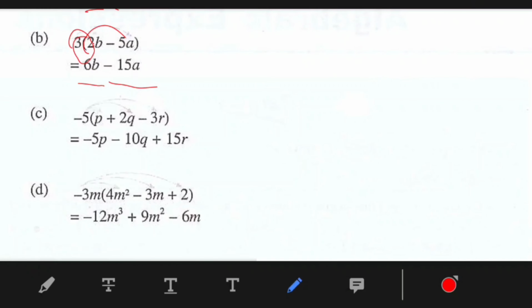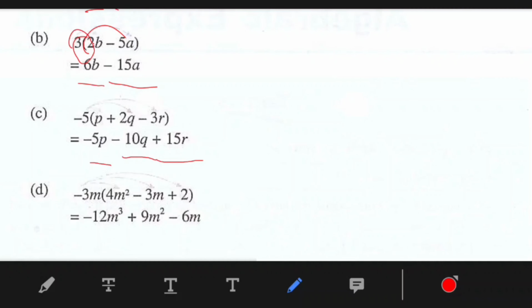Number 3. Let us see. Negative 5 outside the bracket, and inside you have p plus 2q minus 3r. Same process. Looking at the negative 5 outside, negative 5 multiplied by positive p gives negative 5p. Negative 5 multiplied by positive 2q, negative times positive gives negative, so negative 5 times 2 gives negative 10q. And then negative 5 multiplied by negative 3r gives positive 15r.